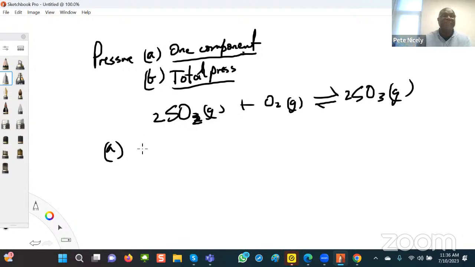So in the case of this part here, let's say we increase the pressure of SO2, right? So the question is, how will the system respond? Well, the system will respond by decreasing the pressure. So in fact, let me make this a bit more orderly. Let me just erase this here.